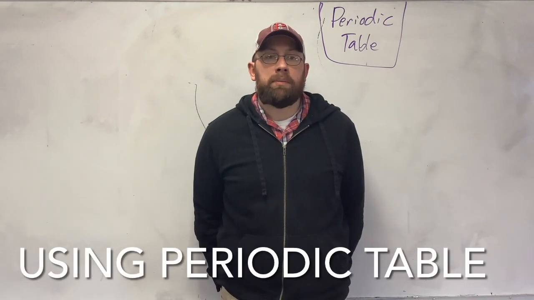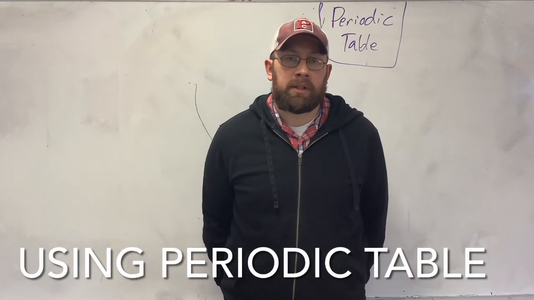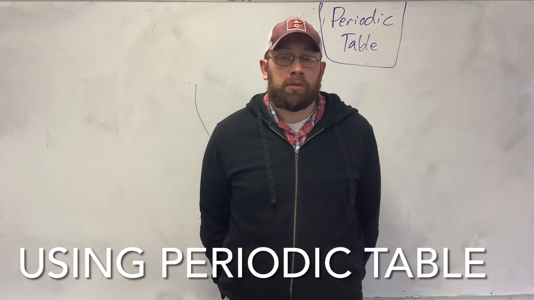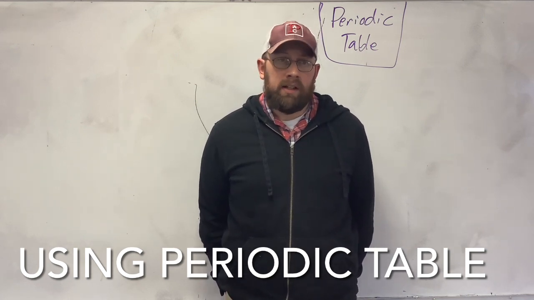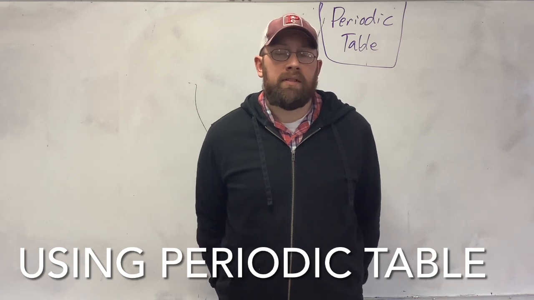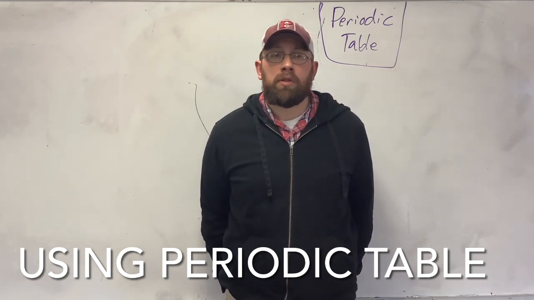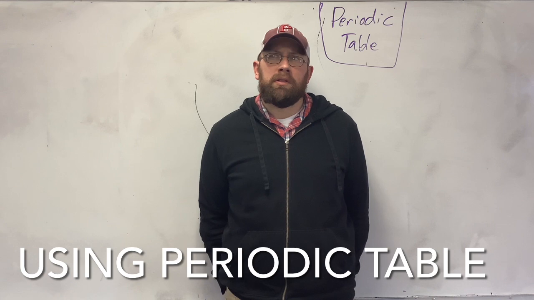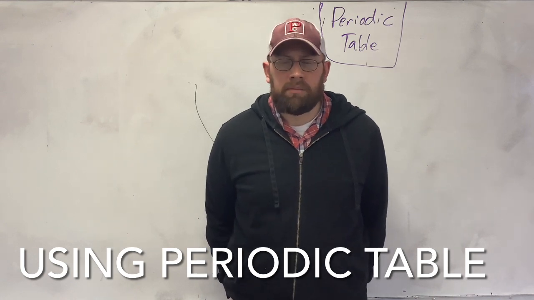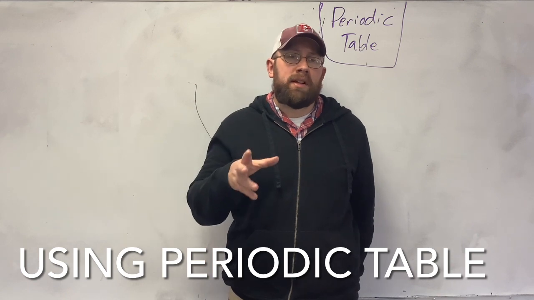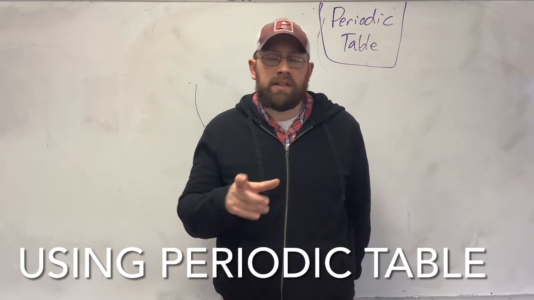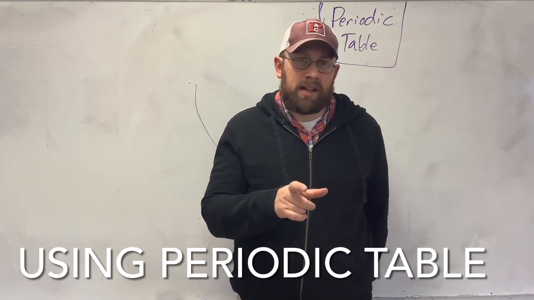All right, so using the periodic table. Like I said, the atomic number is how many protons are in the nucleus. The nucleus is made up of protons and neutrons. When an atom has different amounts of neutrons, those are different isotopes. It's still the same element because it has the same amount of protons.